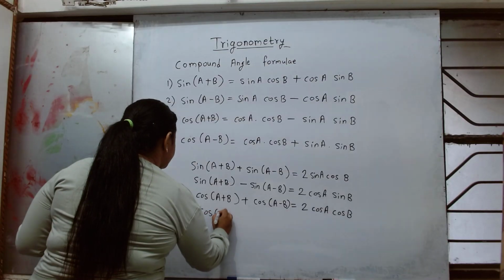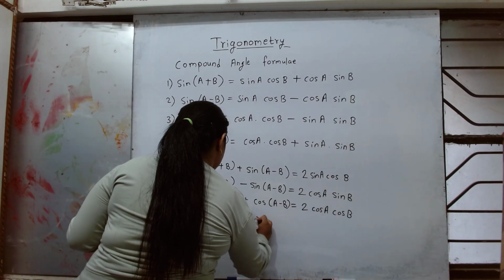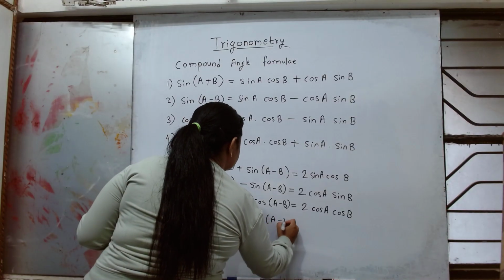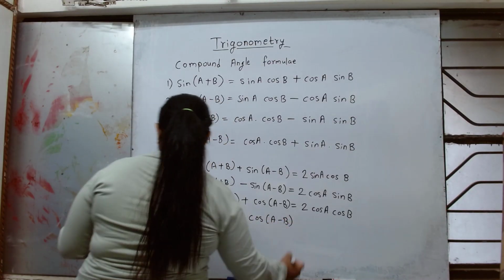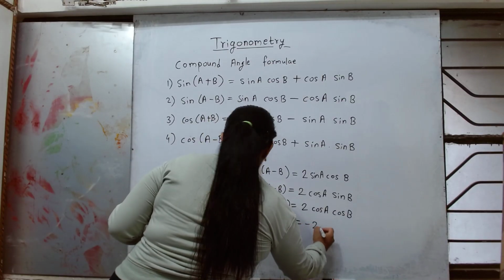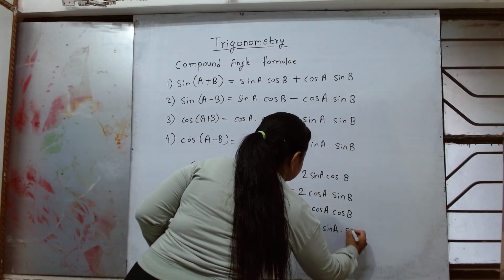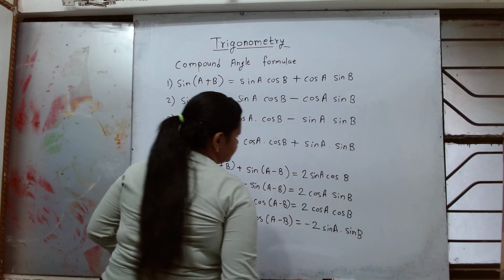Cos of a plus b minus cos of a minus b equals minus 2 sin a sin b.